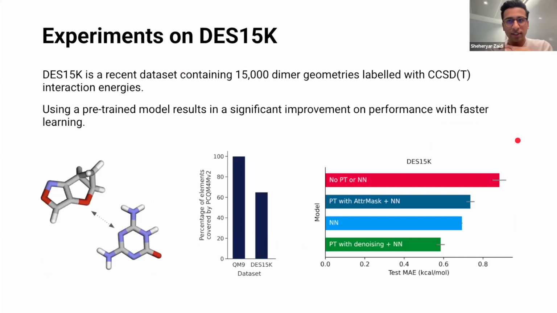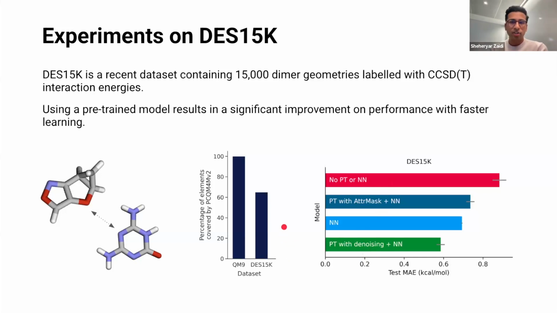So we tried this other data set, the DES15K data set, which is a bunch of dimer geometries. That's two molecules having non-covalent interactions. Here the task is similar: take the geometry and then predict the interaction energy. In this case, unlike QM9, the labels are calculated using CCSD(T), so they're much more expensive labels than DFT on average. And again, similar to before, we find that denoising on PCQ and then fine-tuning on DES15K gives good performance.